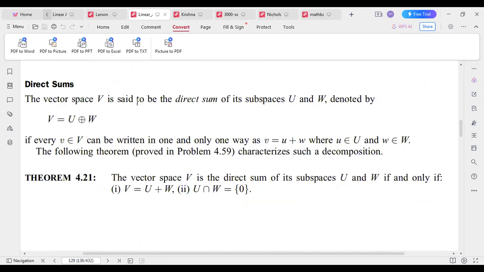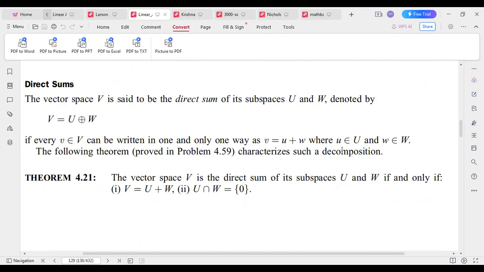The vector space V is said to be the direct sum of the subspaces U and W, denoted by V equals U direct sum W, if every small v belonging to capital V can be written in one and only one way as v equals u plus w, where u belongs to U and w belongs to W.